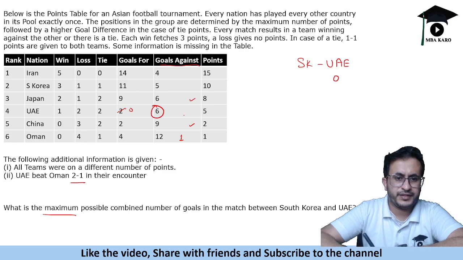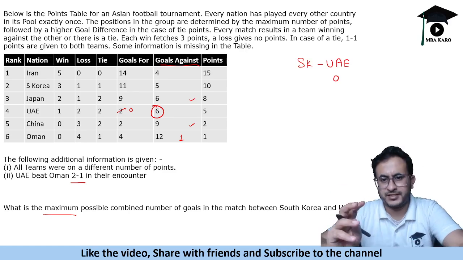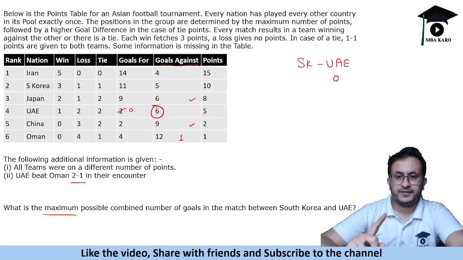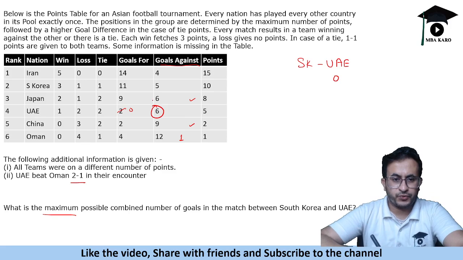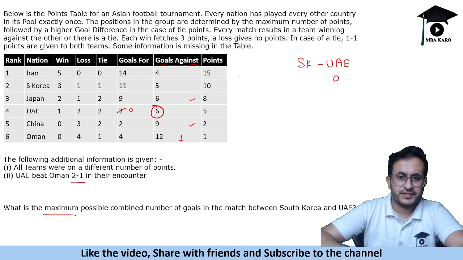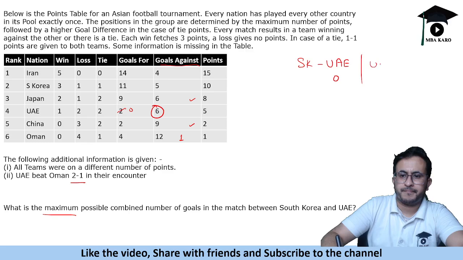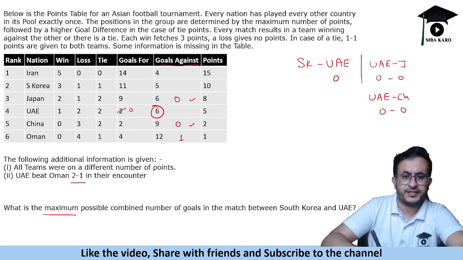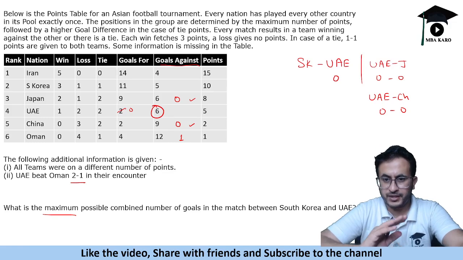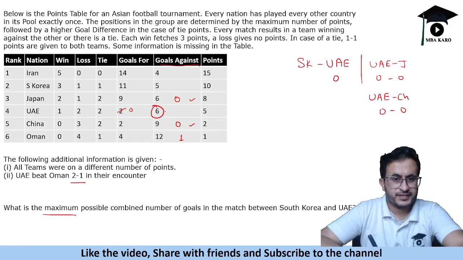Now UAE is scoring 0 goals in all other matches. Only in that one match it is scoring 2 goals. So UAE versus Japan will be 0-0, then only it can be a tie. Similarly UAE versus China will be 0-0, then it will be a tie. So 0 goals by this, 0 goals by this. Now the total is 6.